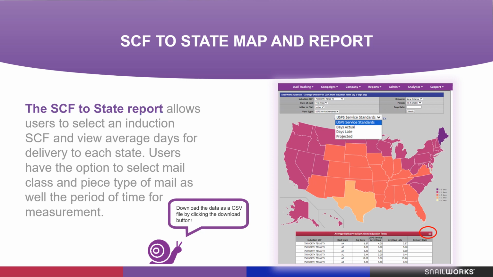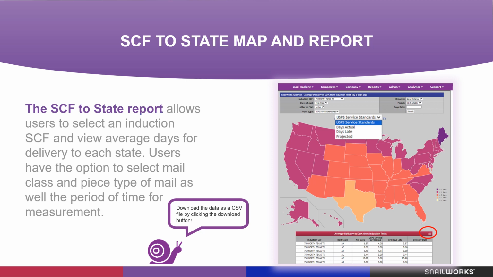When you make this selection, you'll notice at the top of the page there's a number of boxes with drop-down items that allows you to define the sample that you want your report based on. In the first box on the left-hand side, you'll select what SCF you intend to mail your mailing from. Then you'll define what class of mail you want to measure, as well as the shape of the mail piece, whether you want data on letters or flats.